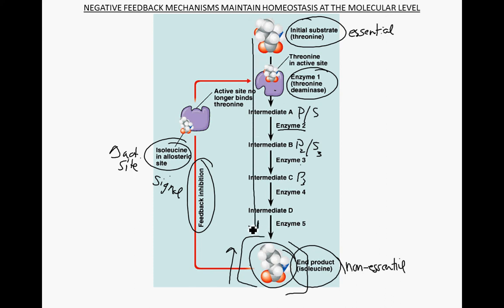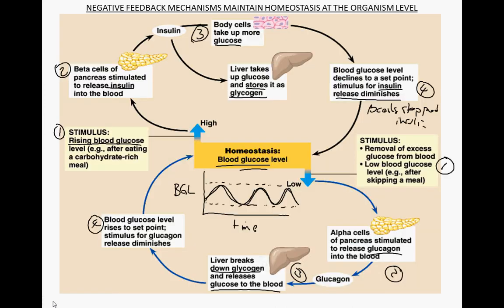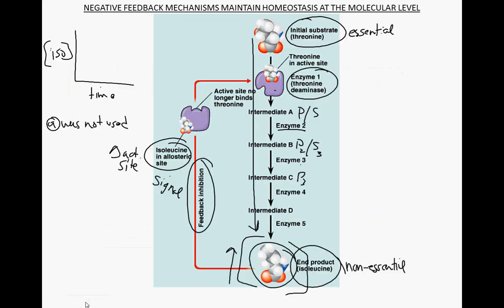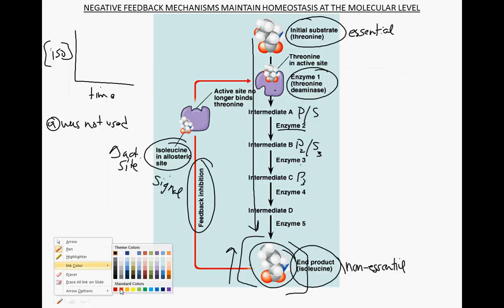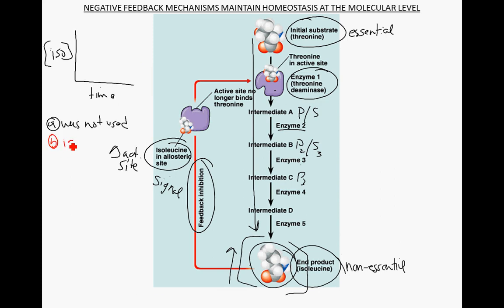So just a quick question about this to end on for you to consider. If this is isoleucine concentration, right, and time, what would the graph look like if isoleucine was not used up, and what would the graph look like if isoleucine was used?